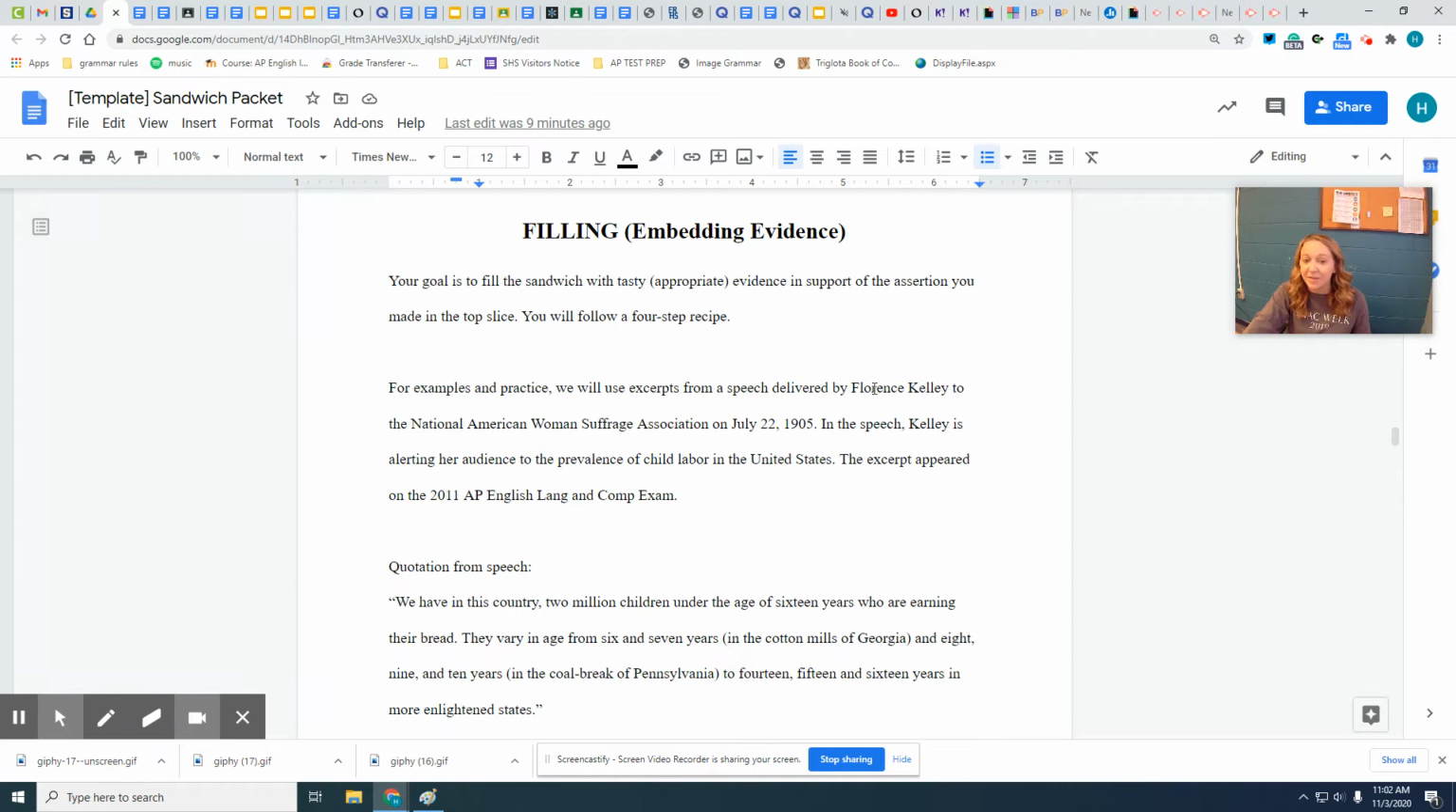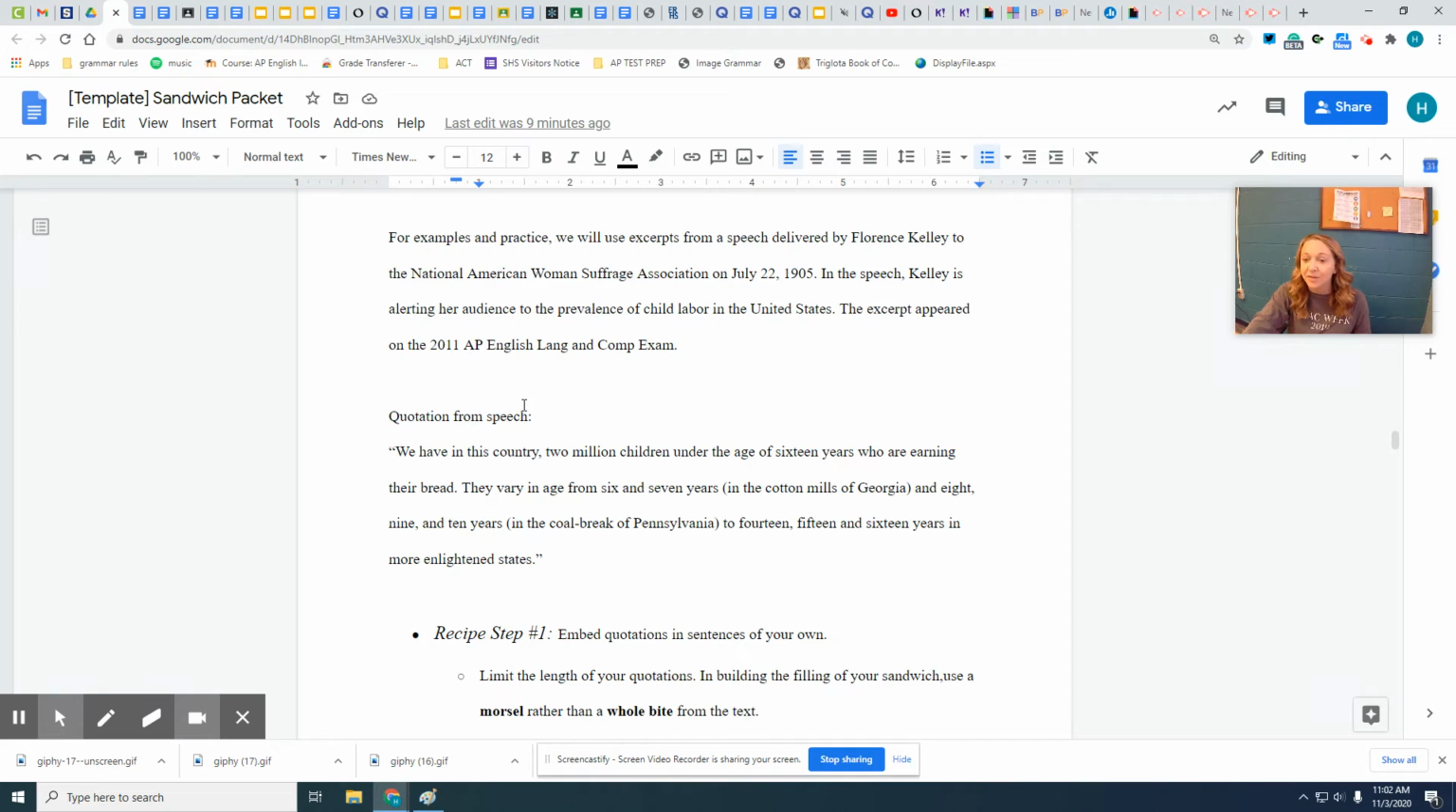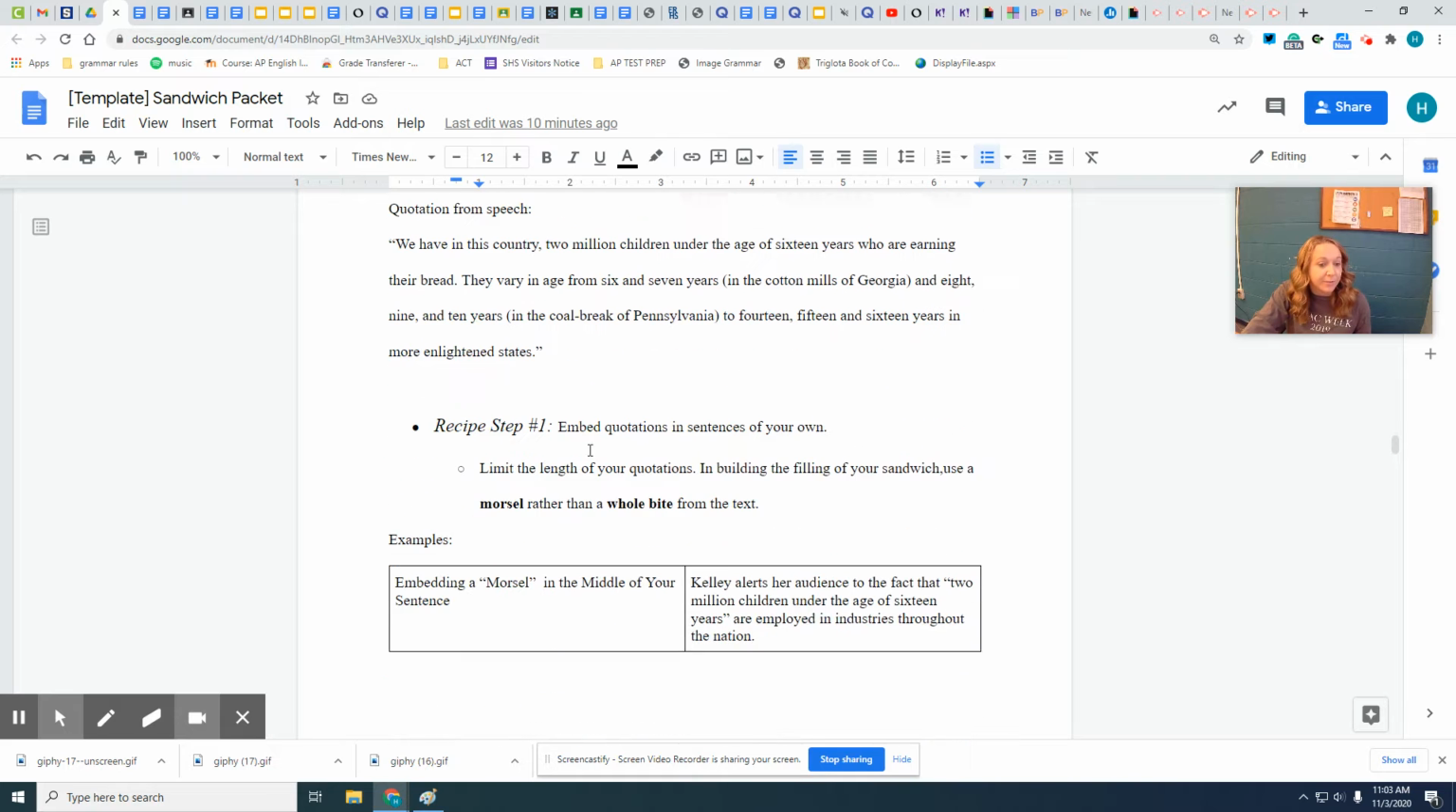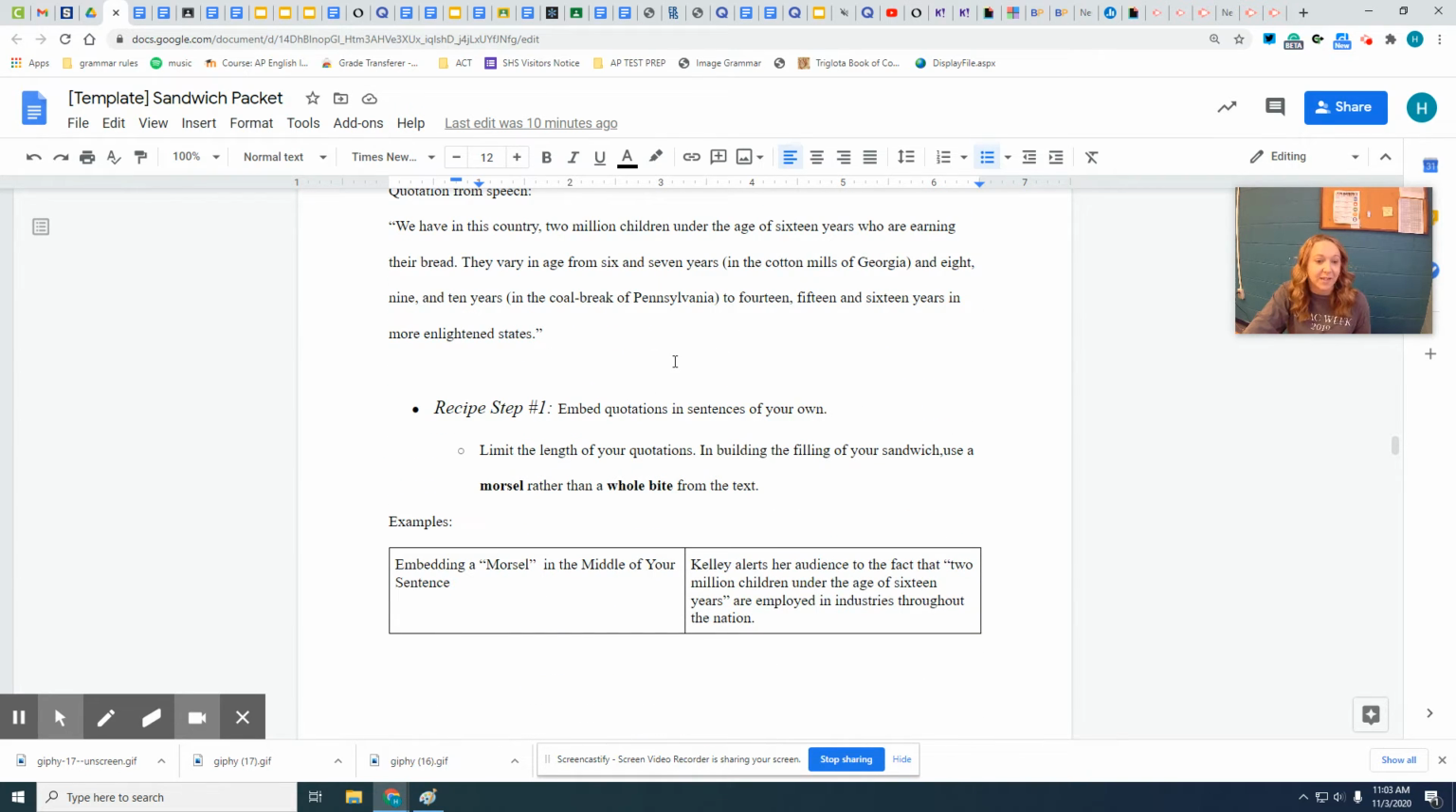We're going to go back to that Florence Kelly speech that started this packet off. Here's one of the quotes. We have in this country 2 million children under the age of 16 years earning their bread. They vary in age. You remember this quote. So, step 1, it says you can embed quotations in sentences of your own. 1, you need to limit the length of the quote. You don't want this long thing. You want little tiny, what they're going to call morsels, little chunks from it.